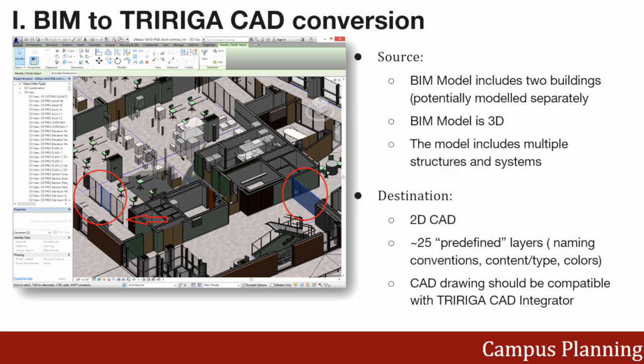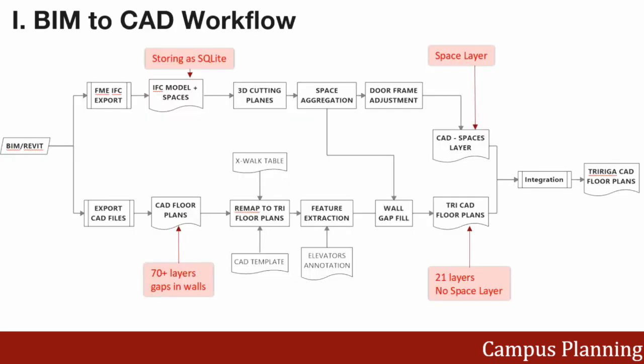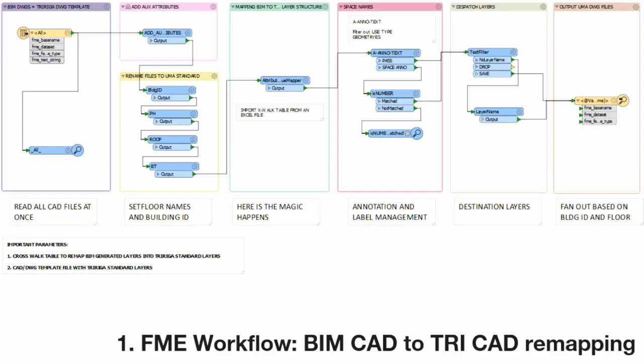So we do this through sort of two parallel workflows. One on the top you can see is the workflow to deal with the space attributes of the BIM model. And basically, thankfully, FME supports IFC formats, so we basically want to take those space attributes and bring that in, as well as then exporting the CAD floor plans.